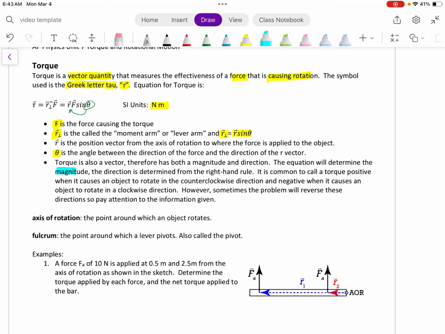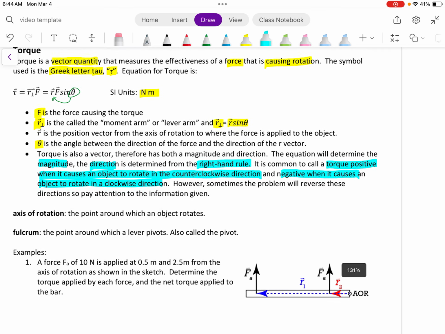Okay, unlike the work equation, where cosine theta determines whether it's positive or negative, this does not. This only determines the magnitude. We will have to know the direction. It is properly determined by what we call the right-hand rule. However, in AP and in honors, we will call positive torque torque that causes an object to rotate in the counterclockwise direction. That's standard in our math classes, and negative when it causes an object to rotate in the clockwise direction.